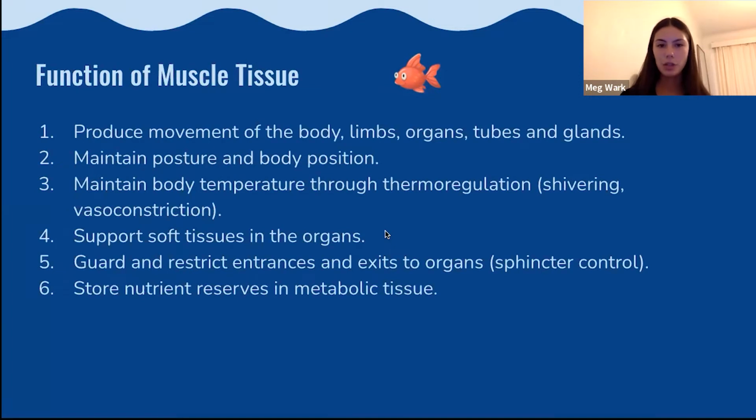All right, so the function of muscle tissue, this is for all 3 types. We've got to produce movement of the body, limbs, organs, tubes, and glands, maintain posture and body position, maintain body temperature through thermoregulation. For example, you've got shivering and vasoconstriction. Support soft tissues in the organs, guard and restrict entrances and exits to organs, for example, sphincter control, and store nutrient reserves in metabolic tissue.